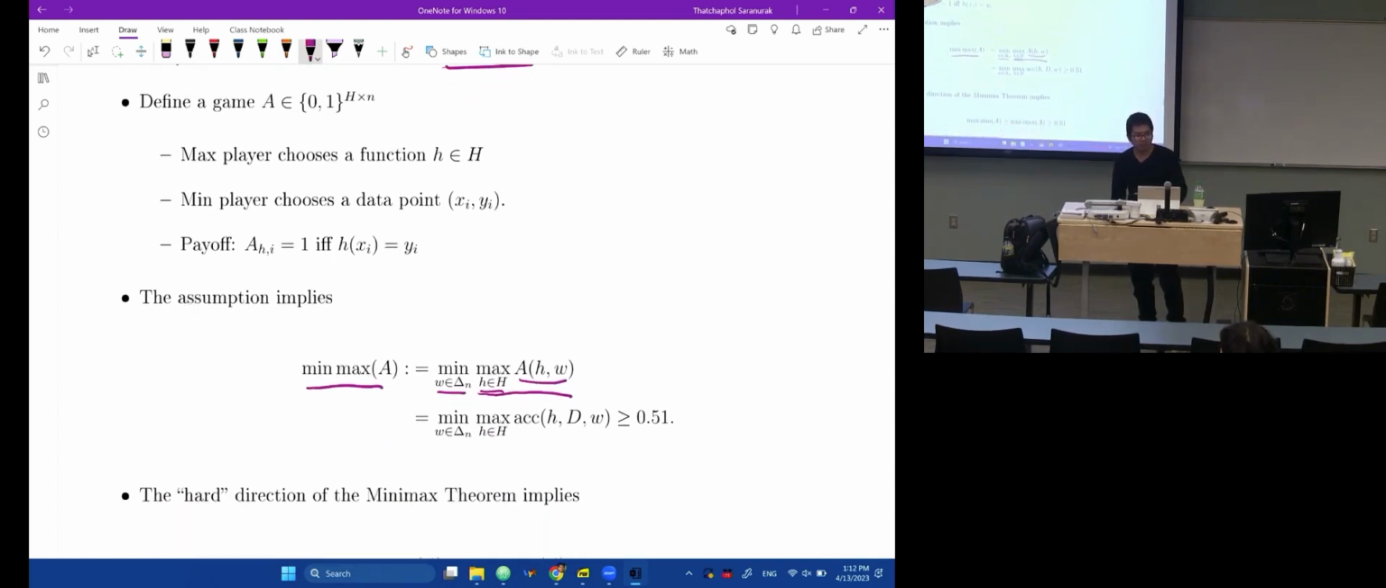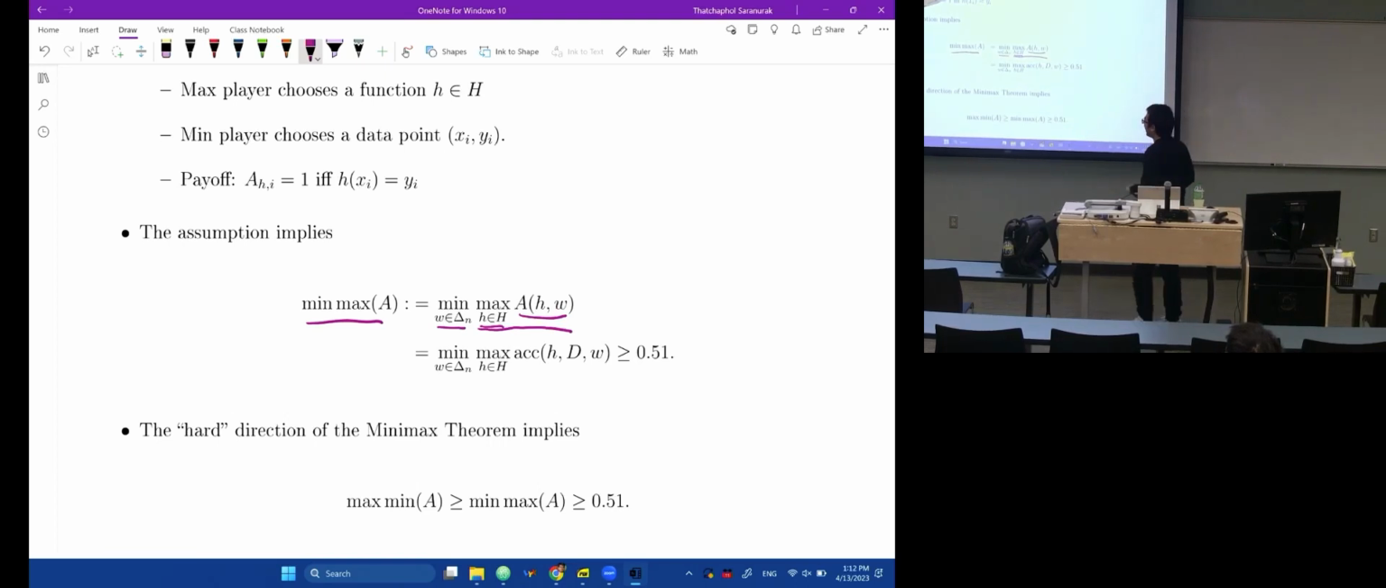But now what we can do is apply the hard direction of the Minimax theorem. What do we mean by hard direction? We showed trivially that max-min of A is always at most min-max of A. That's the trivial direction, easy to prove. But using this multiplicative weights update, we are able to show that max-min of A is actually at least min-max of A. But min-max of A is more than 1/2. So max-min of A is more than 1/2 too.